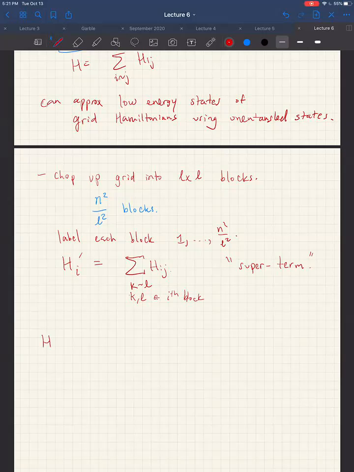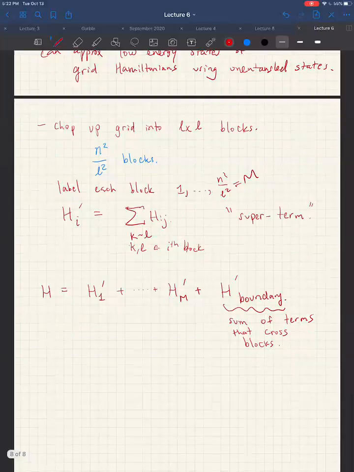And I'll define a new Hamiltonian that I call, well, actually, let me say the original Hamiltonian H can be written as a sum of these super terms. Let me call this M, so there's M blocks, right? But we've omitted some terms, namely the terms that go in between the blocks. So I'll call those the boundary terms, and I'll bundle them all together into another super term called H boundary. Okay. Does that make sense, what I'm doing?